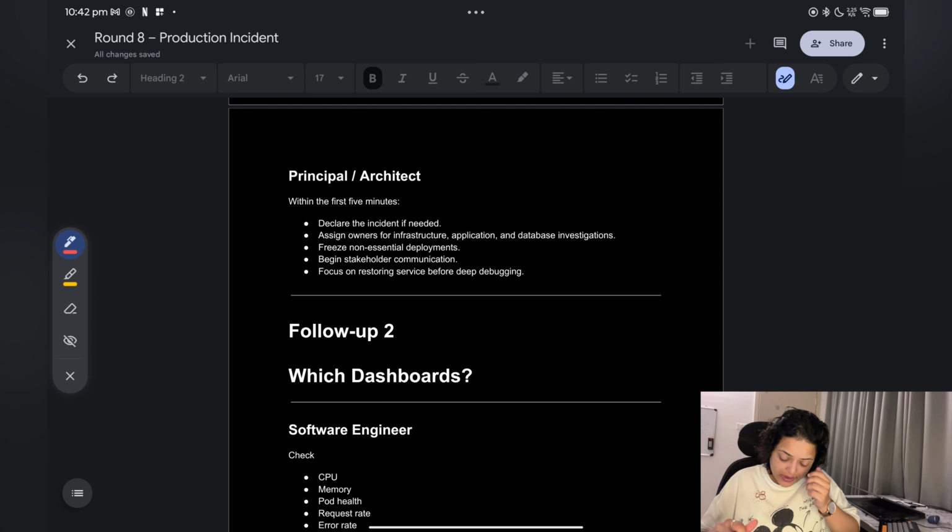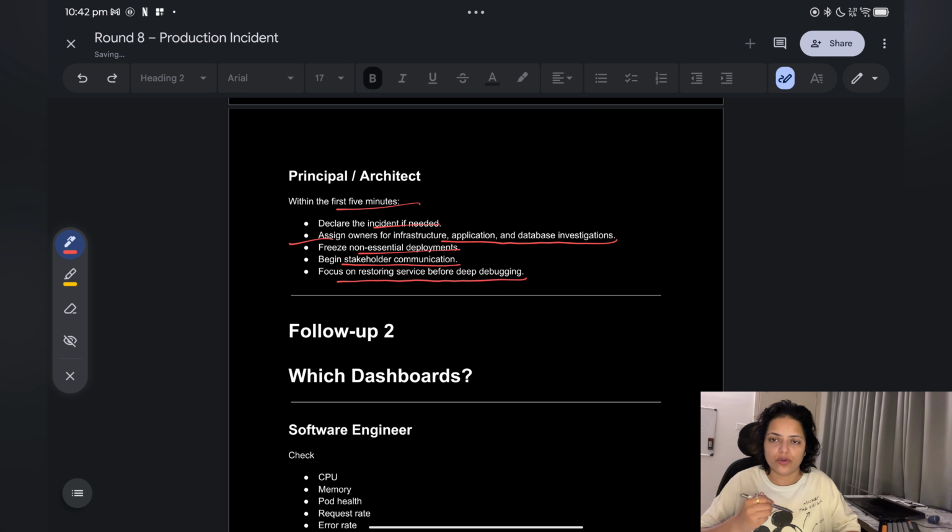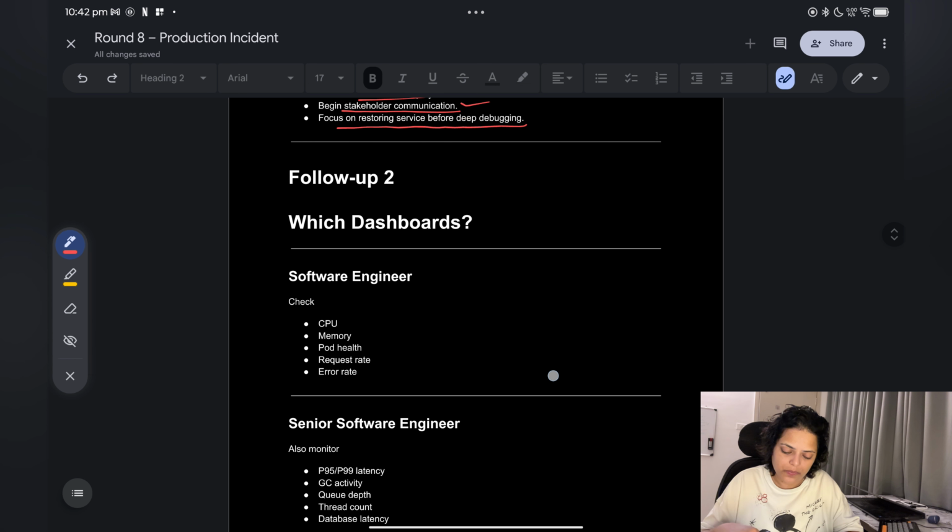Now a principal architect will say that within the first 5 minutes, declare the incident if needed. After that, assign owners for infrastructure, application, and database investigations. The commander will assign them. Then freeze non-essential deployments, begin stakeholder communication, and focus on restoring services before deep debugging. He has to initiate the stakeholder communication also. Let's say he has to talk to the leadership or management team and give them the live status of what is happening.